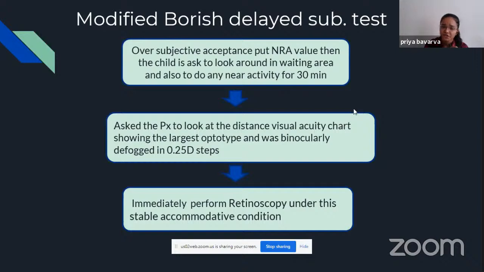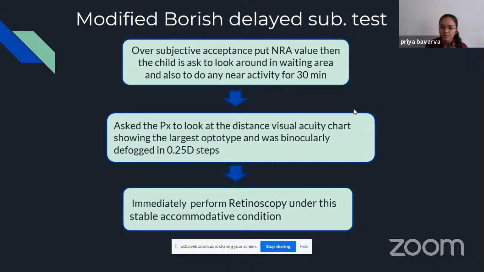For example, if the subjective correction you get is +1 diopter, and our normal expected NRA value is plus 2.5 diopter, so put plus 3.5 diopter in the trial frame and ask the patient to do the near activity for 30 minutes. In the initial stage, the patient is not able to read directly at 40 centimeters, so encourage the patient to read at a longer distance.